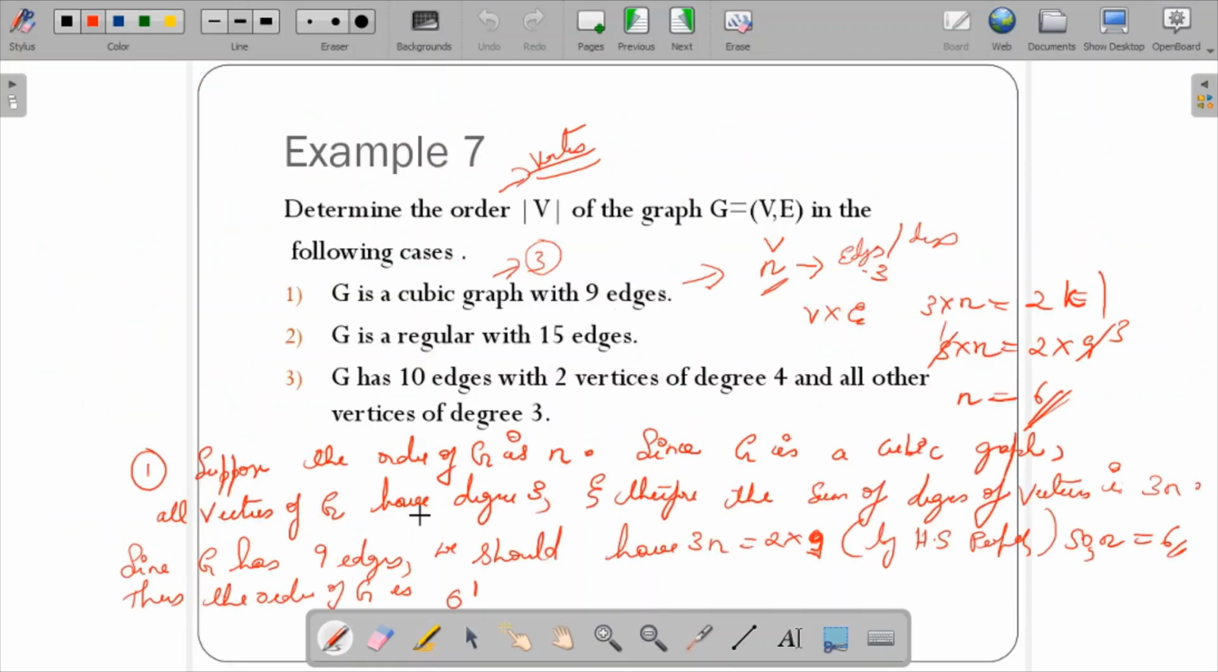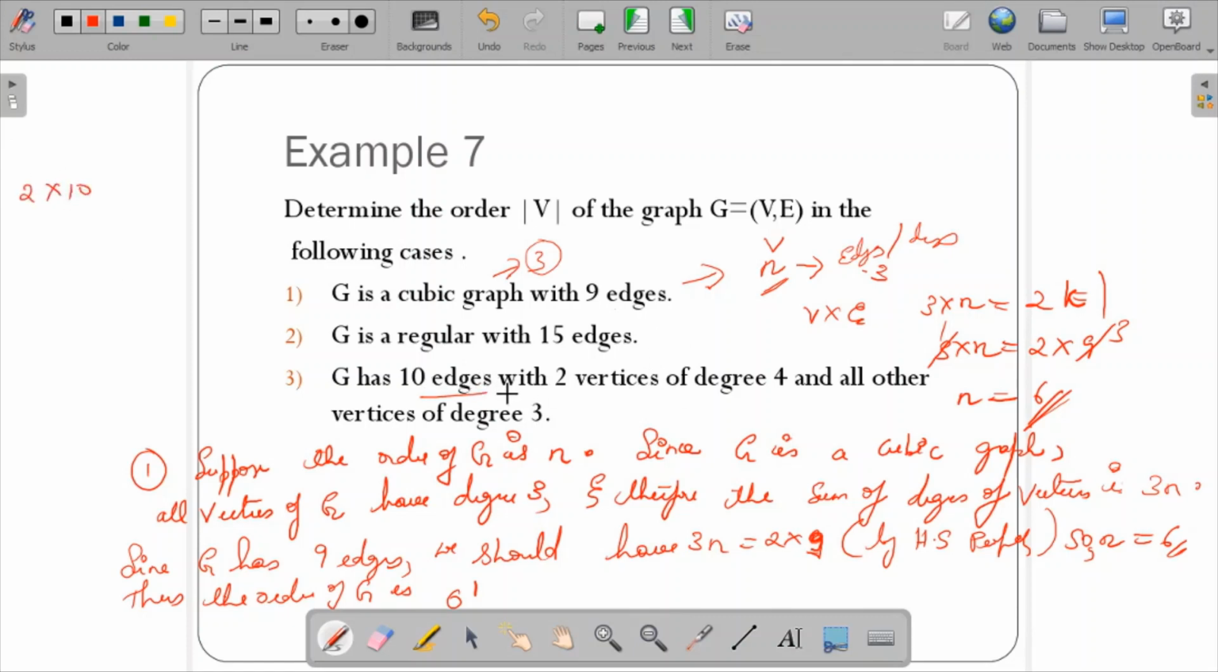The third sub question he has told, I'll try to solve here itself. Third sub question: G has 10 edges with 2 vertices. Okay, that means 2 vertices have 10 edges.